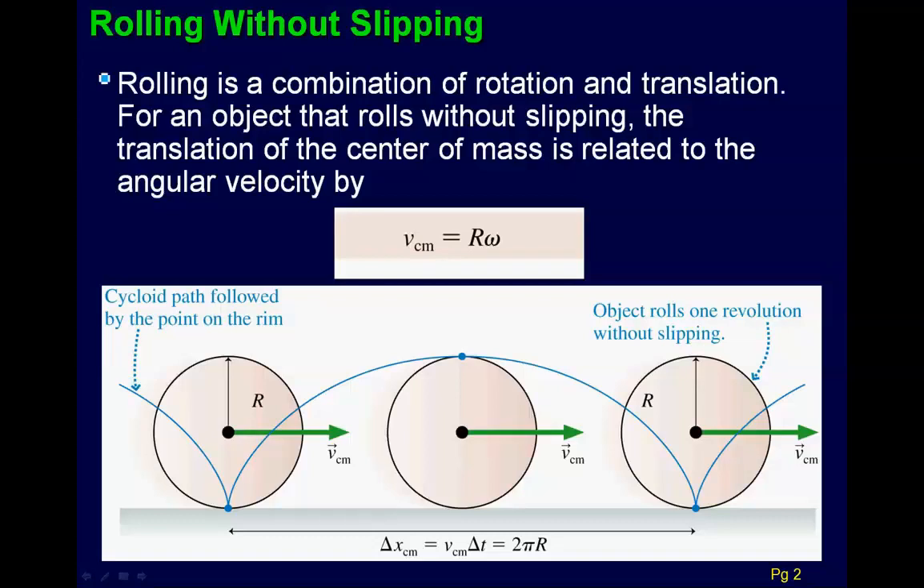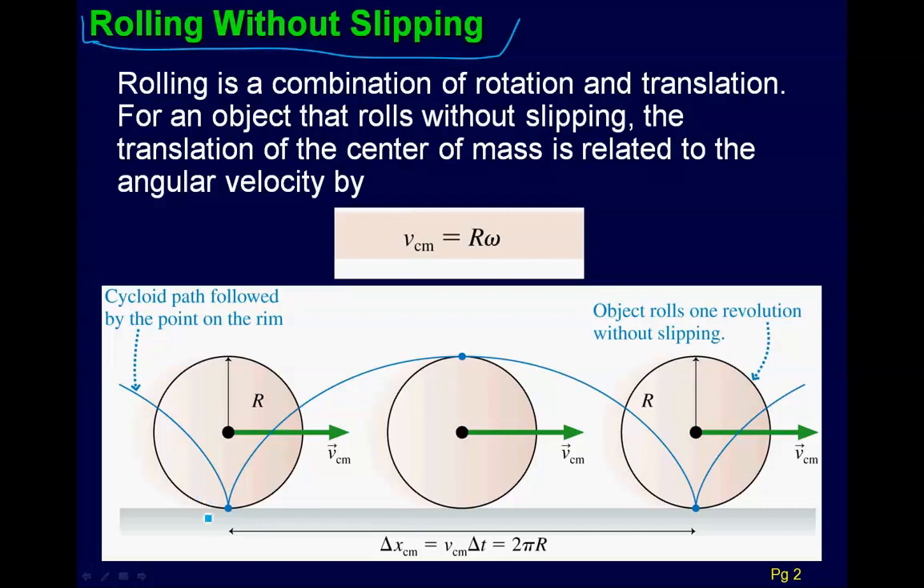Rolling without slipping is a special case. In fact, we're never going to talk about rolling where there is some slipping. It's a special case. So rolling is a combination of rotation and translation. For an object that rolls without slipping, the translation of the center of mass is related to the angular velocity.